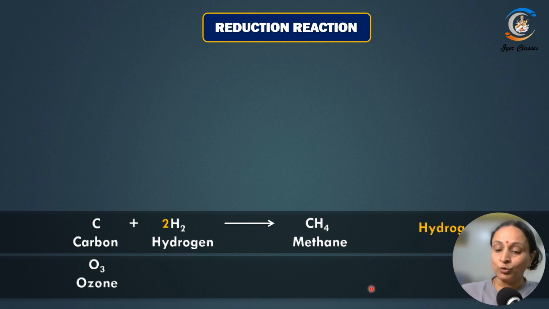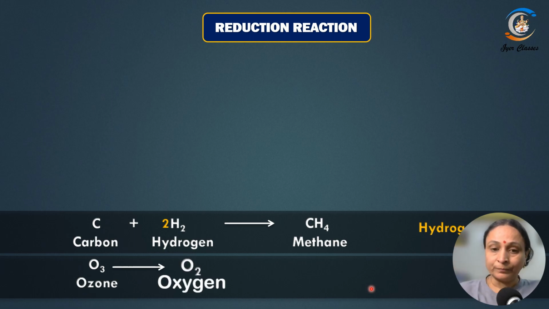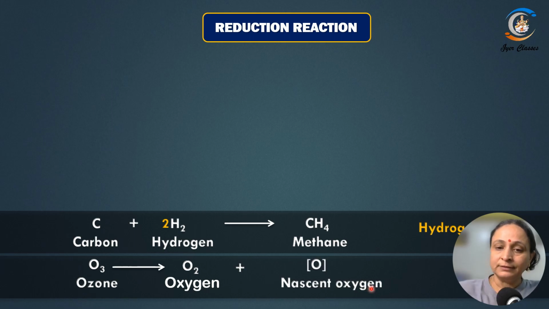Another reaction is also there. Suppose we have ozone. Ozone is the topmost layer of the atmosphere above us, and it is very important. It protects us from dangerous ultraviolet light. But ozone can be decomposed into oxygen and nascent oxygen. So again, this is also an example of reduction.